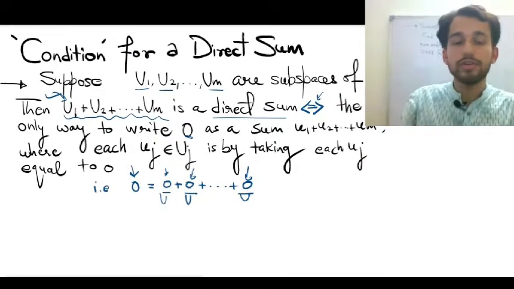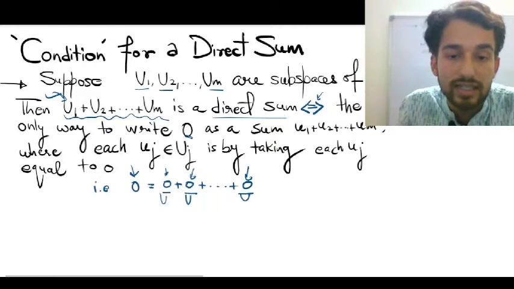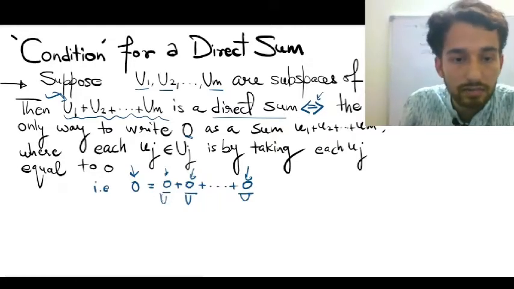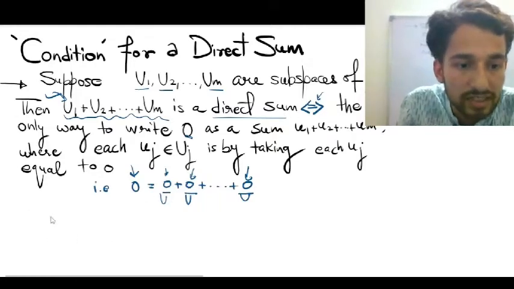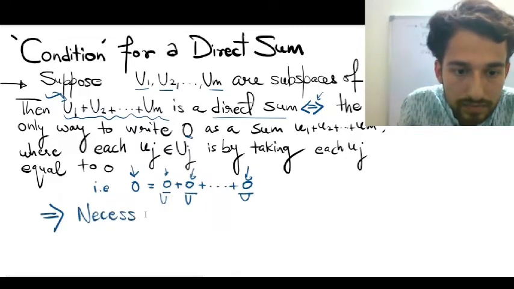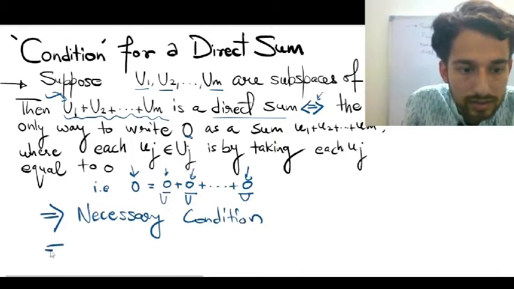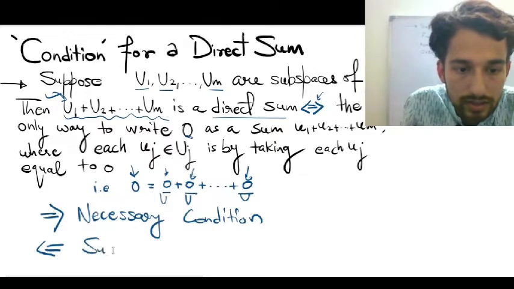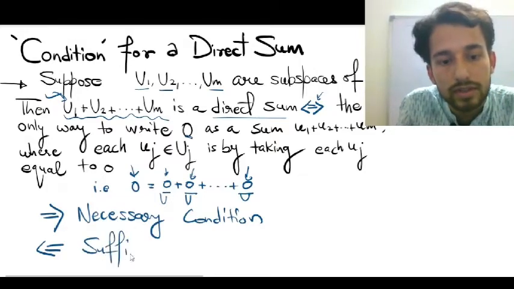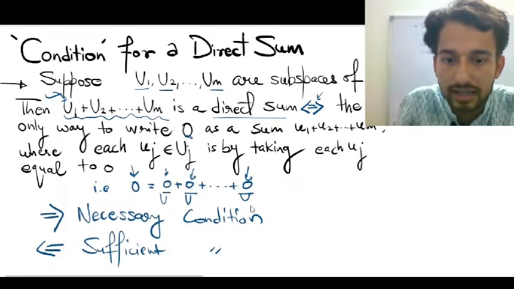So let's go back. First, we have to try to prove this one. Because the statement is if and only if, whenever we have an if and only if condition, we have to prove it two ways. First, the forward way, which we also call the necessary condition, and the backward way, that is the sufficient condition.